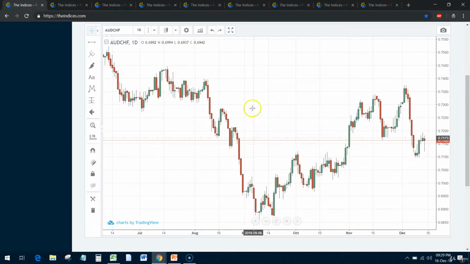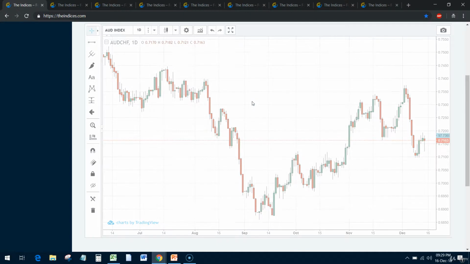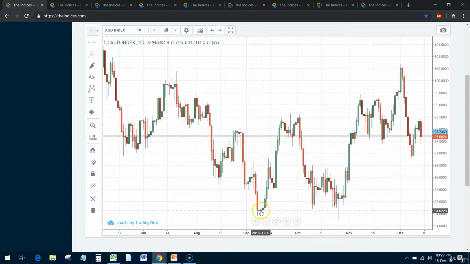Okay, now the index which I showed you showed tremendous strength. So from 94 to 98. So that's a rise of 4 points, which in percentage terms would be a little more than 4%, around 4.5%, I believe, 4.5, 5%, I guess. So similar increases could be seen across various currency pairs. Okay, so what does all this basically mean for your trading purposes?